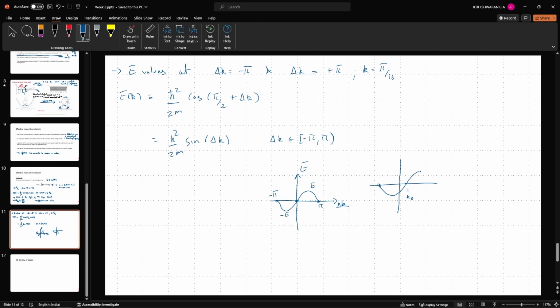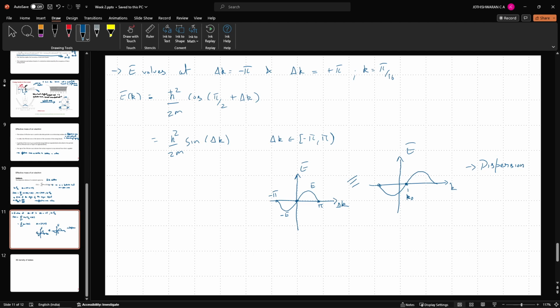Again, as mentioned before, drawing is not one of my strong points by far. So this is E and this is k. Yes, this is how it will be. So it will be shifted by this value k naught. Okay, so this is my E-k relationship. This is E versus delta k, translated. So this is my dispersion relation that has been sketched.